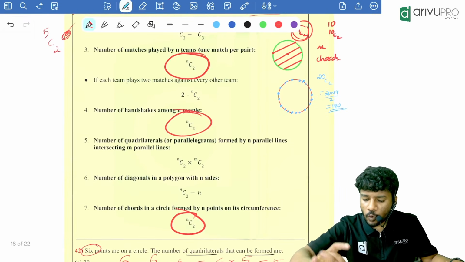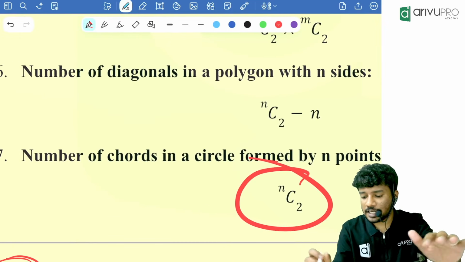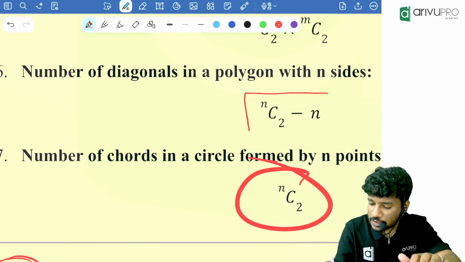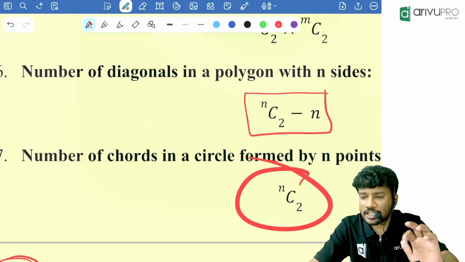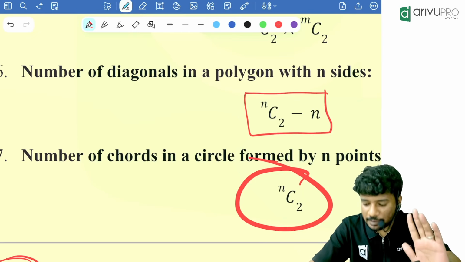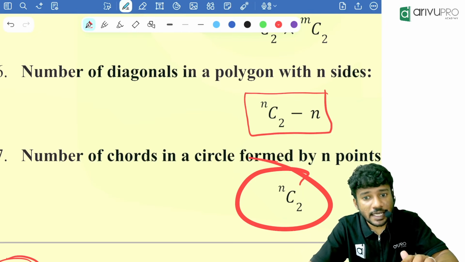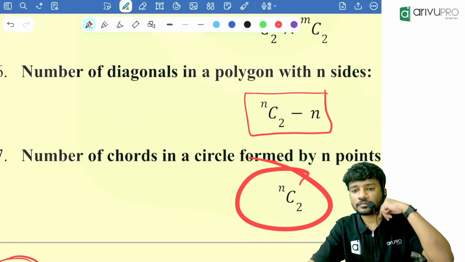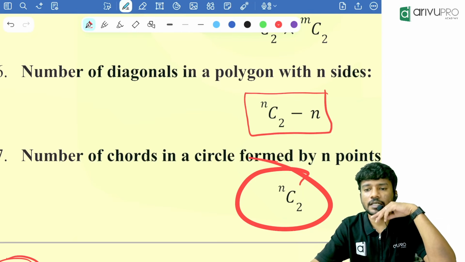One of the most repeated questions: the number of diagonals in a polygon. Make a note of it. The number of diagonals is nothing but NC2 minus N. Make a note of it, people. NC2 minus N. The number of diagonals in a polygon is NC2 minus N.